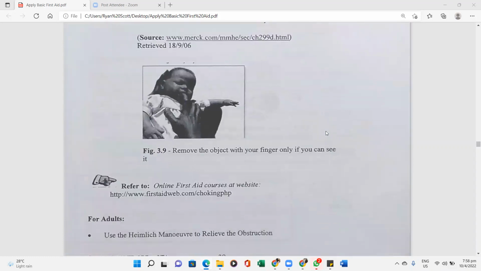And then remove the object with your finger only if you can see it. If you see the object in the baby's mouth, then you take it out. If you cannot see the object, do not push your hand down the baby's throat as the first thing, as it might push it down further. Okay.